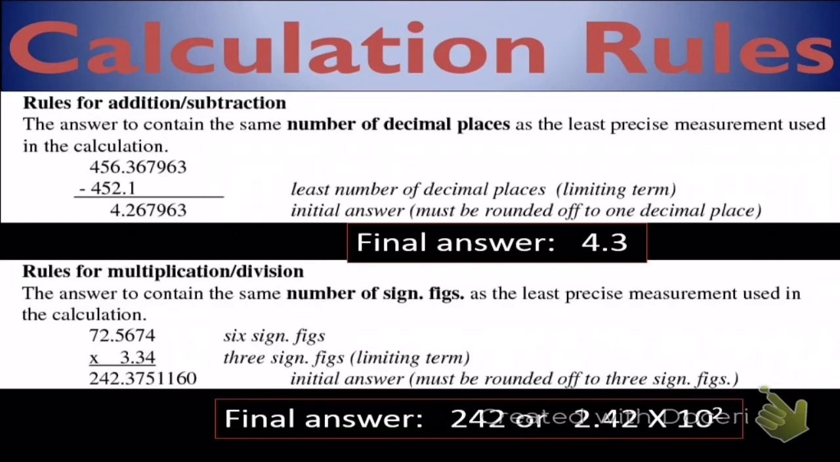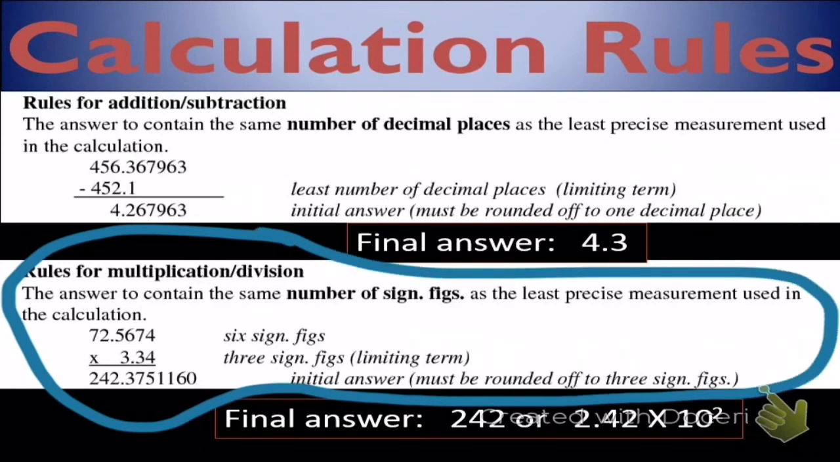And one of the big ones I want to point out right now is when you multiply or divide in this class, you need to round your answer off to whichever the lesser number of significant digits in your original number was. So when you have a number with only 3 significant digits, like in this example, your final answer should only have 3 significant digits, whether you write it in normal notation or scientific notation.